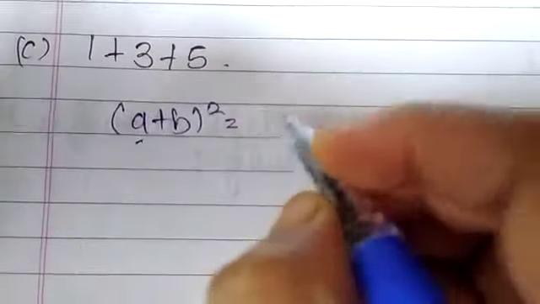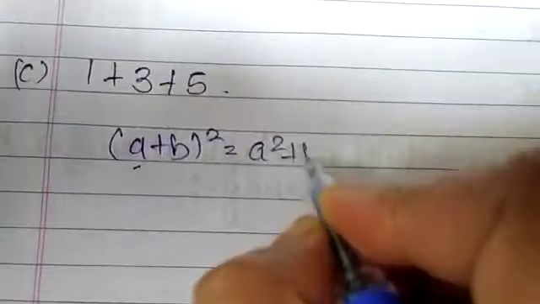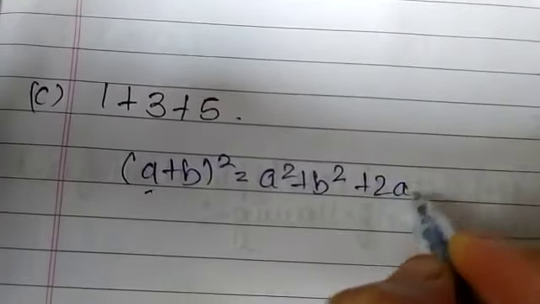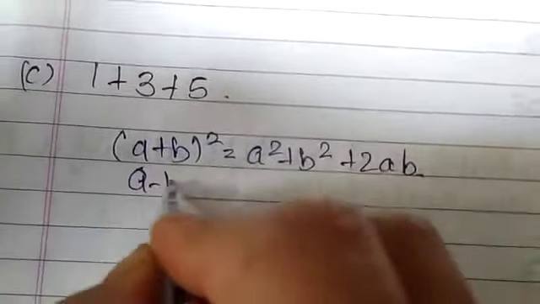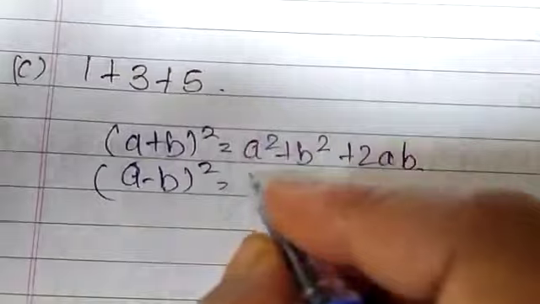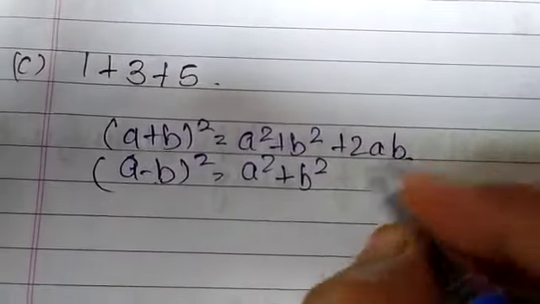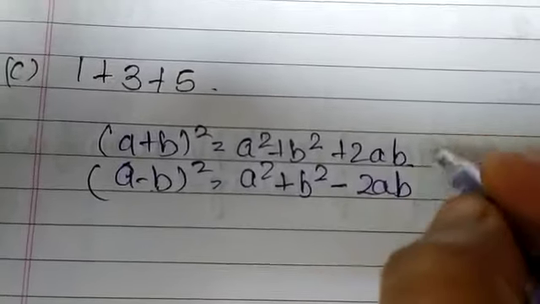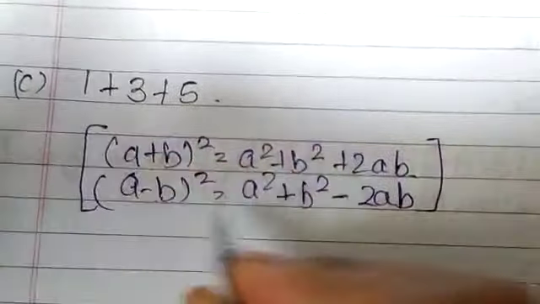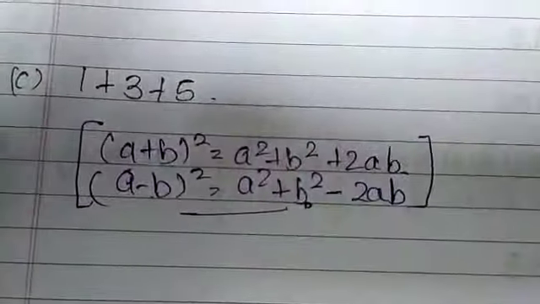They were: (a plus b) ka whole square equals a square plus b square plus 2ab, remember. And (a minus b) ka whole square will be, the formula will be exactly the same, just a square plus b square, and instead of plus 2ab, this will be minus 2ab for (a minus b) ka whole square. I hope it is clear.